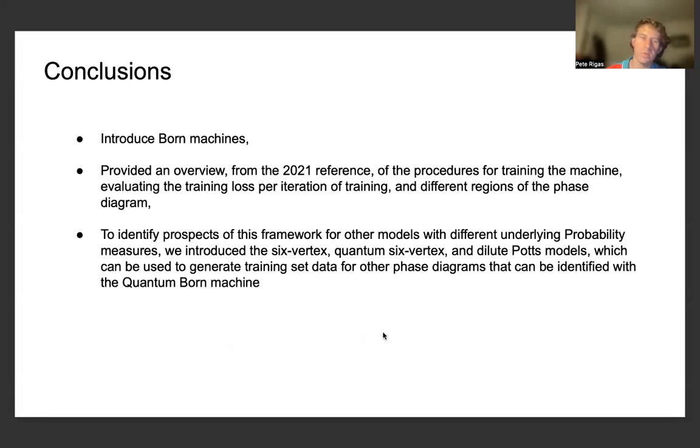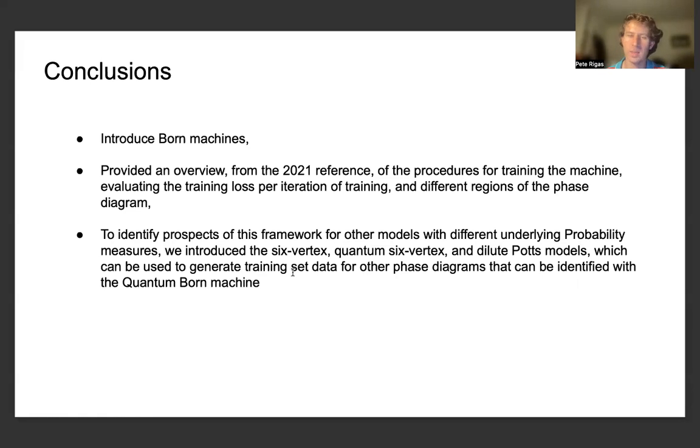So the conclusions are that we introduced Born machines, and we provided an overview, from the 2021 reference, of the procedures for training the machine and evaluating the training loss per iteration of training in different regions of the XY phase diagram, and identified prospects of this framework for other models with different underlying probability measures. We introduced the 6-vertex model, quantum 6-vertex model, and dilute Potts model, which can be used to generate training set data for other phase diagrams that can be identified with the Born machine.